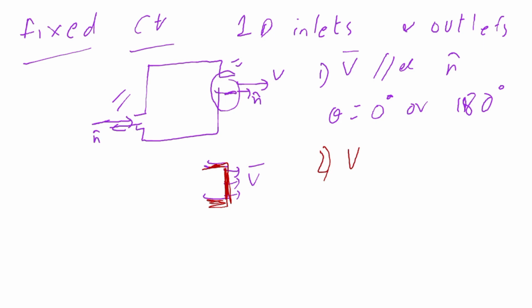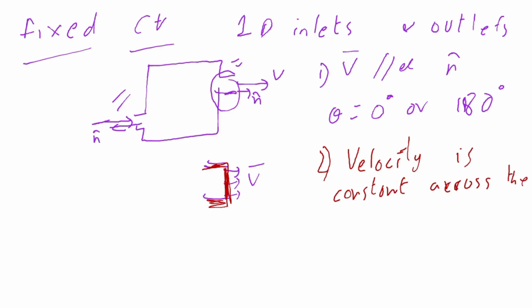So the velocity that you're considering is constant across the cross section of the inlet and outlet.